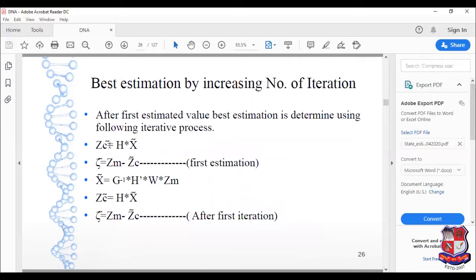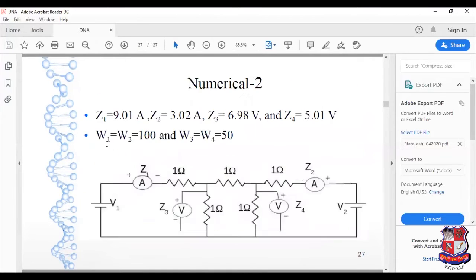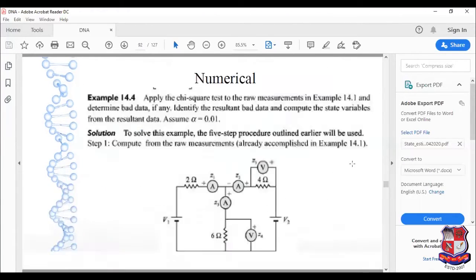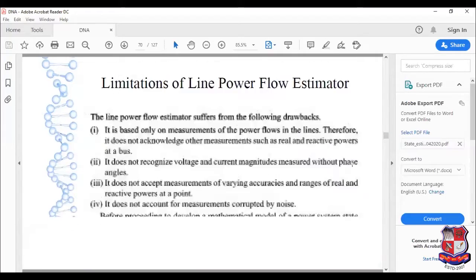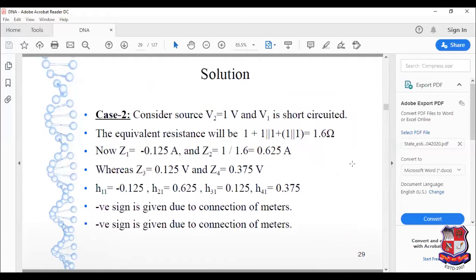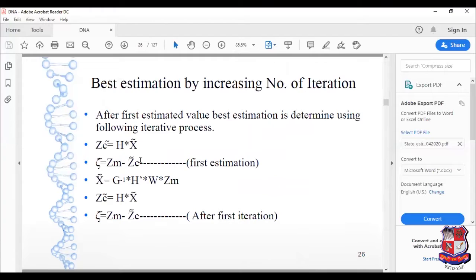Here, we have already obtained X hat. X hat is the estimated value for the state variables. If we multiply it with H, we will have a calculated value, from which we can derive our ZC. ZC is equal to H into X hat. Then after that we will find the error. After the first estimation, we will once again find H by using that as Zm. And if we proceed further, we will reduce the amount of error after the first iteration.